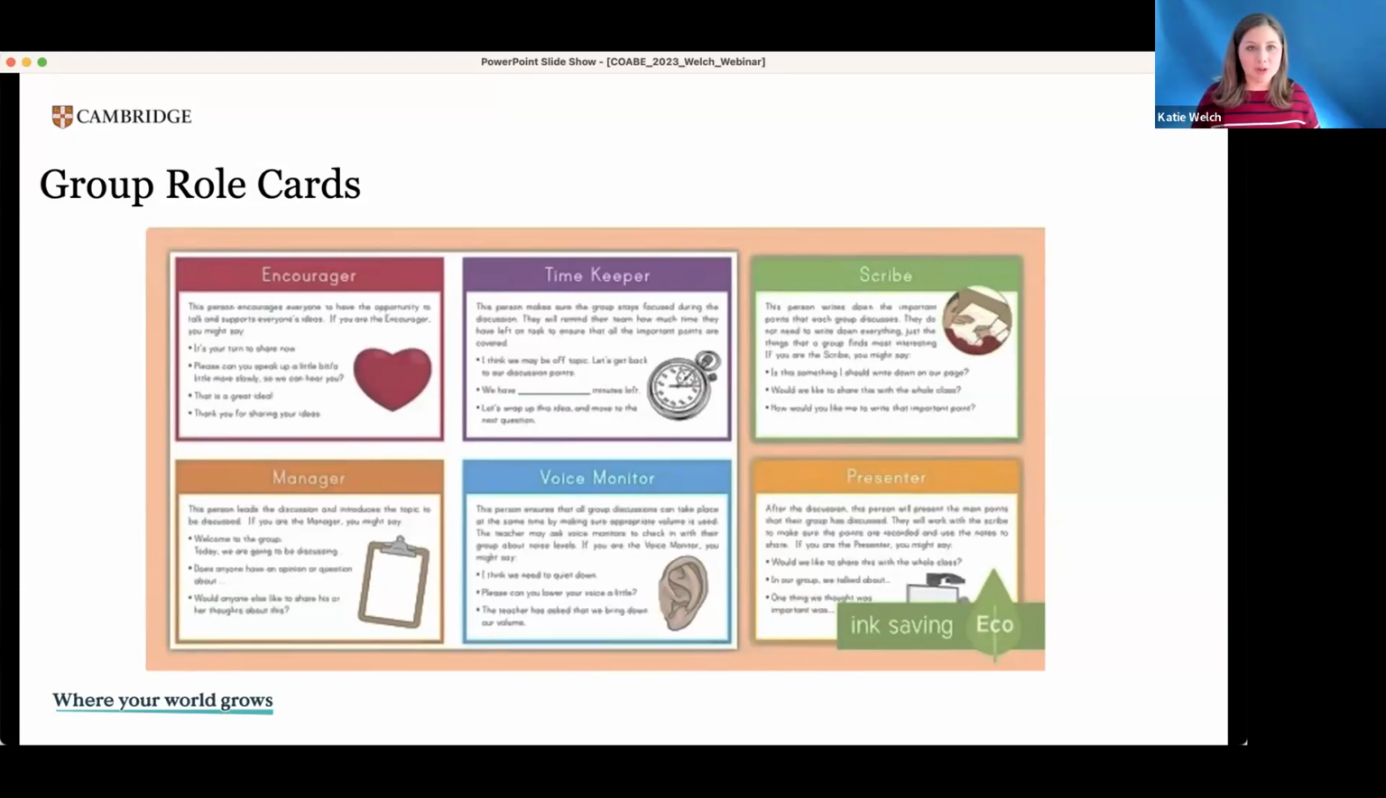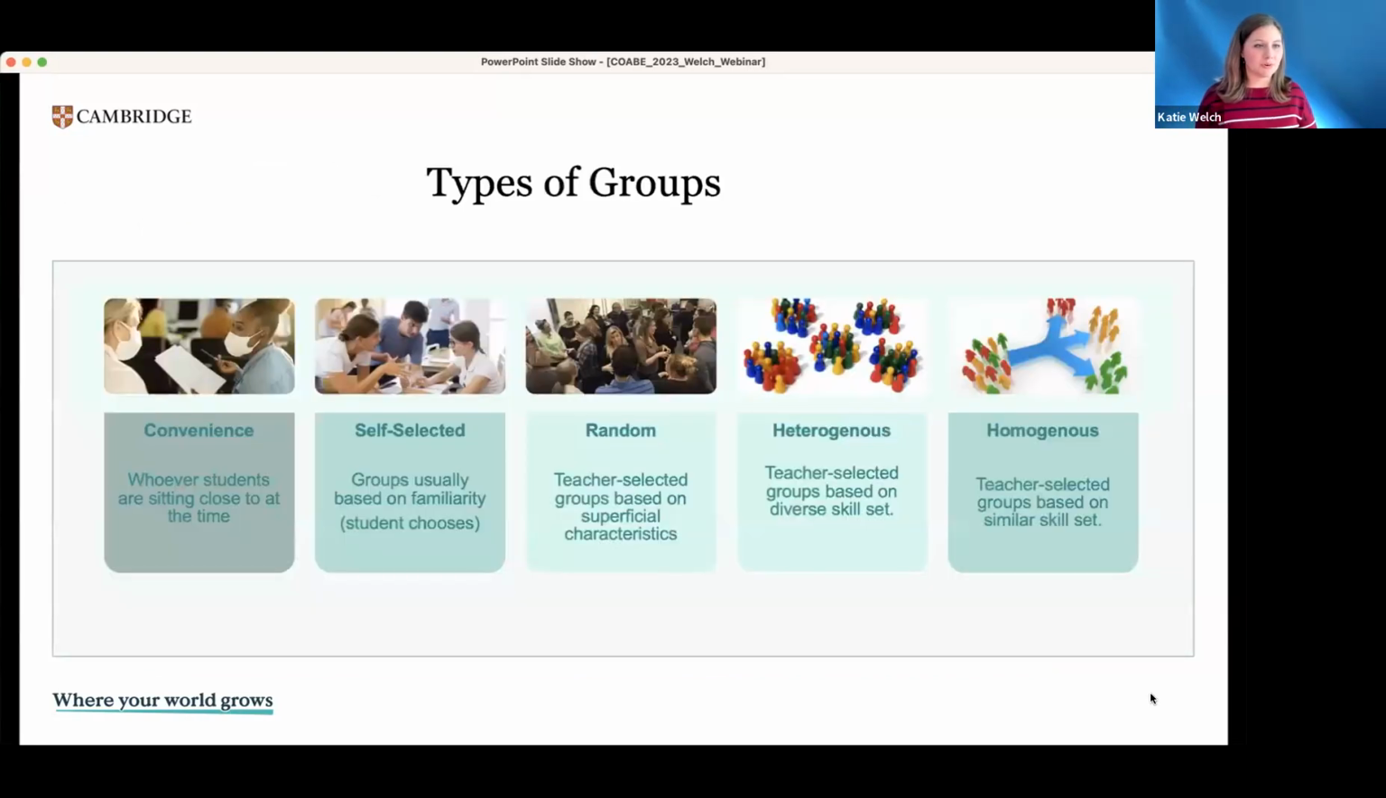This may or may not be applicable to you, but what I want you to notice here is not so much about the voice monitor, but about the fact that the card has some scaffolding built into it. It has some supports for that student. Even if they're in a random group, if I know that student may have a hard time contributing to their larger group, I may assign them a role and give them a card with supports that will help them be successful in that role. So these are things you can do with random groups.